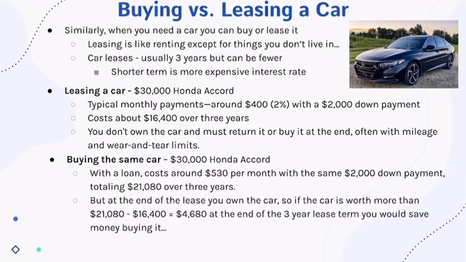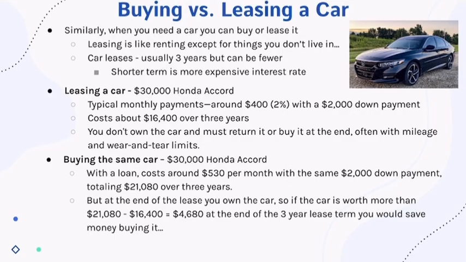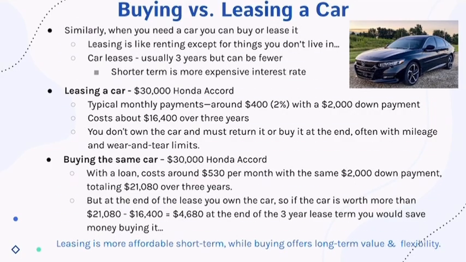Now let's say you want to buy the Honda Accord. With a loan, it costs around $530 per month with the same $2,000 down payment, totaling $21,080 over 3 years. But at the end of the lease, you own the car. So if the car is worth more than $4,680 at the end of the 3-year lease term, you would have saved money buying it. Leasing is more affordable short term, while buying offers long-term value and flexibility because you own an asset.